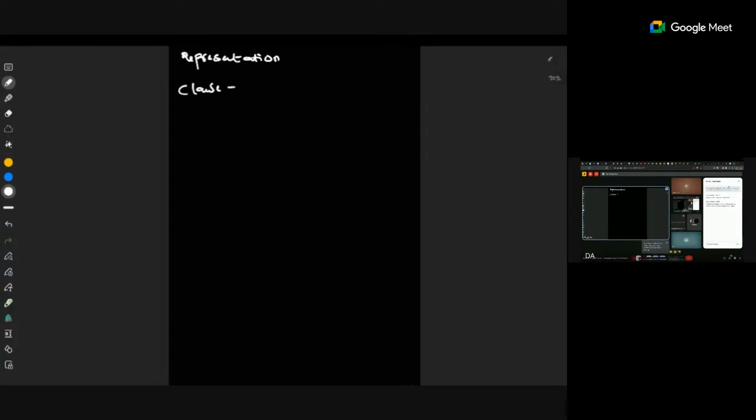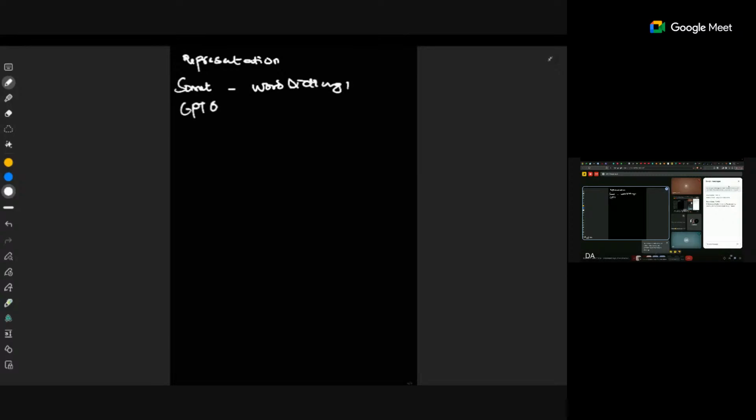Now, every model has what you call a word dictionary. Sonnet has its word dictionary 1. GPT o3 has its word dictionary 2. Now, what is a word dictionary? A word dictionary is a compendium of every word that has been exposed to that LLM, which means that Sonnet might have 50,000 words. GPT o3 can have 100,000 words that it is exposed to, that it knows.